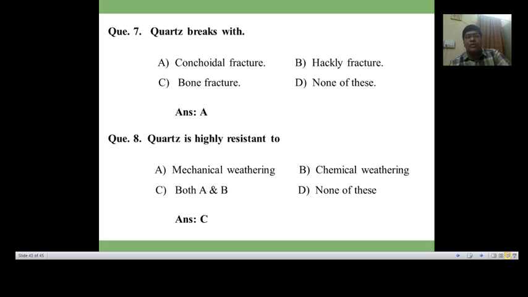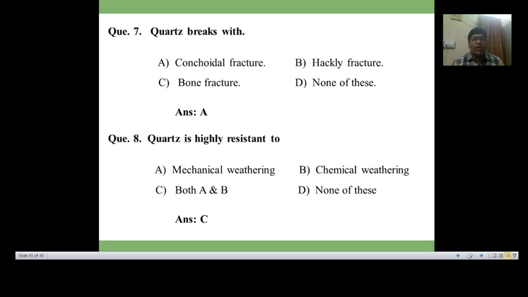Question number 7, quartz breaks with conchoidal fracture, Hackley fracture, bone fracture, or none of these. Quartz breaks with sharp edges, and sharp edges are called conchoidal in geological terminology. Conchoidal fracture means breakage of the material with sharp edges. Quartz, as a hard material, breaks with sharp edges. So answer A, conchoidal fracture, is the correct answer.